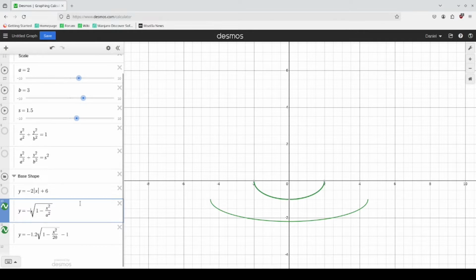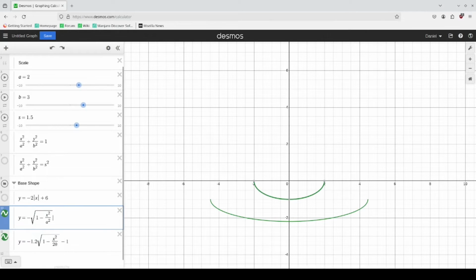So this is, am I going crazy? 1 minus x squared over a squared, and then you multiply this by b squared. So before you even take the square root of it, you should be multiplying this by b squared, aka this in front is just b squared. Okay.